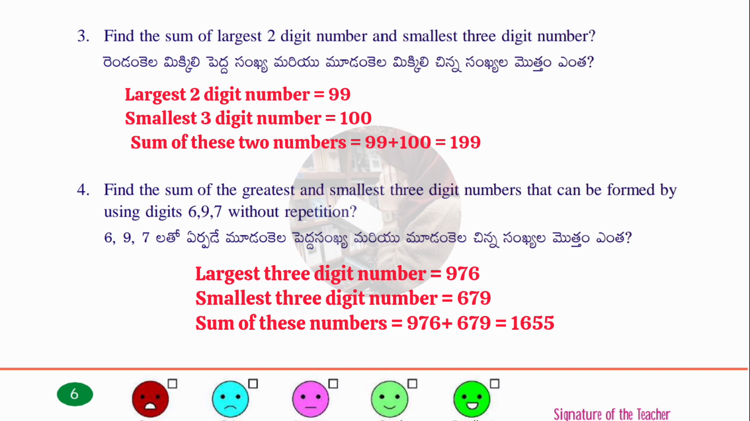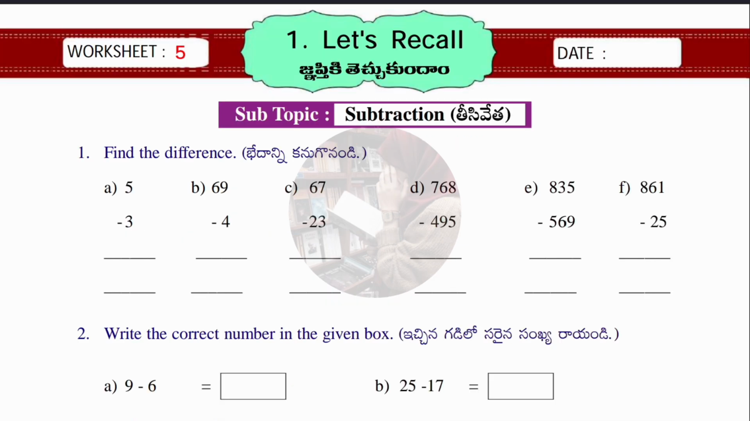Okay, let's see. So the largest 3-digit number is 976. The smallest 3-digit number is 679. Now we have to do the sum of these two numbers. Sum means addition. So 976 plus 679 is equal to 1655. That is our answer.